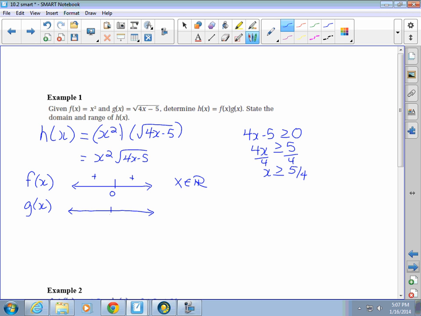So if here is 0, here is 5 over 4, which is the same as 1 1/4. So anything to the right of 1 1/4 is going to be positive, but anything to the left will give me a negative value. So my domain for the g of x function is x is an element of real numbers, but x has to be greater than or equal to 5/4.